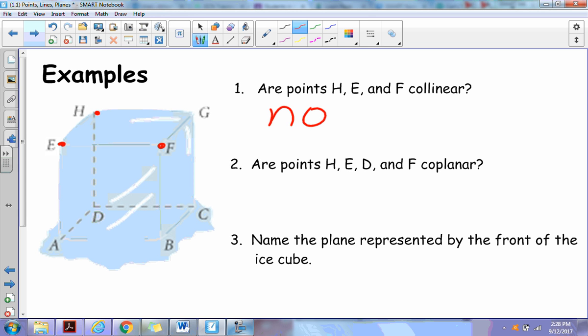Are points H, E, D, and F coplanar? No. Why not? Because D's far away, not on the same plane. Even if it would have been J, would it have been right? Right, if it was G, then it would have been a yes. Very good.